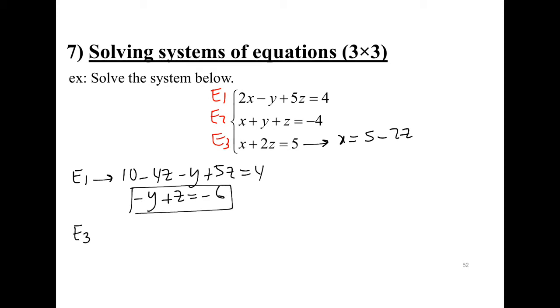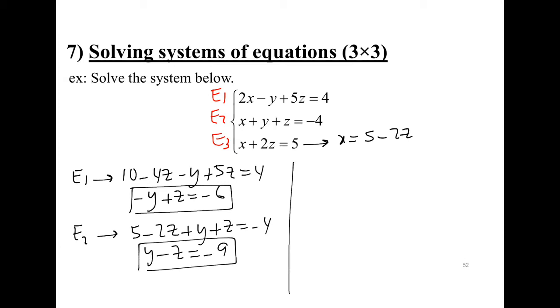And doing the same thing with E2, replacing x by 5 minus 2z, plus y plus z equals negative 4, I end up with y minus z equals negative 9. So we obtain this 2 by 2 system, which consists of these two equations we obtained here.